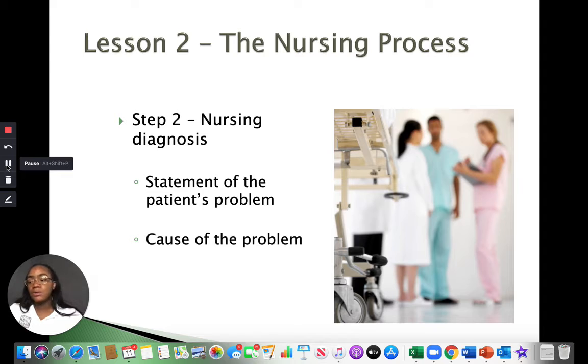Only RNs are able to make nursing diagnoses. LPNs and nursing assistants are not able to make nursing diagnoses. The RN of the patient's nursing team is responsible for the patient's diagnosis.